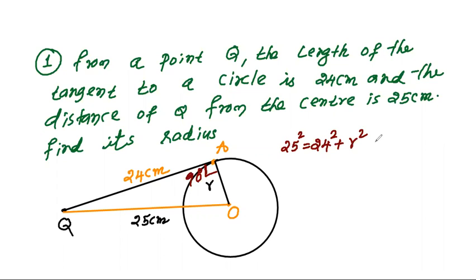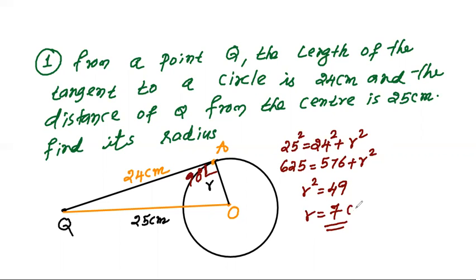Base is 24 and altitude is r squared. So we can write 25 square is 625, 24 square is 576 plus r squared. From here we are getting r square is equal to 625 minus 576, which is equal to 49. So the radius of the circle is equal to 7 centimeter. You can expect this question for 1 mark.